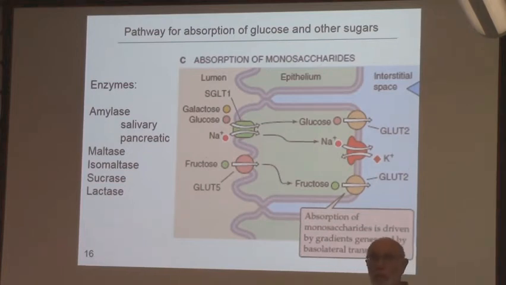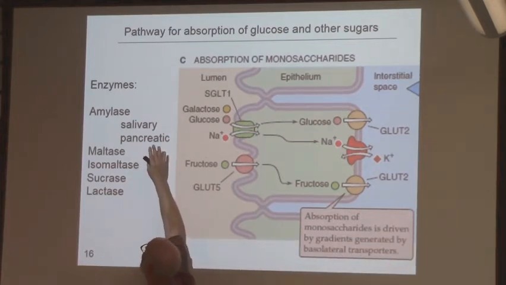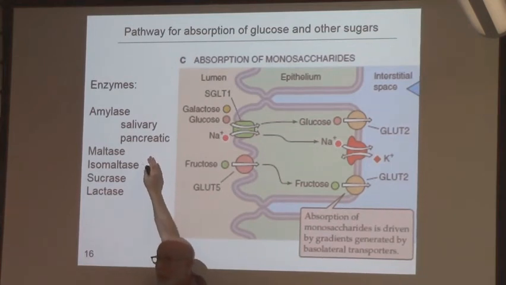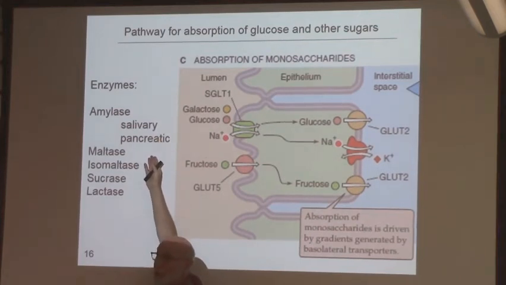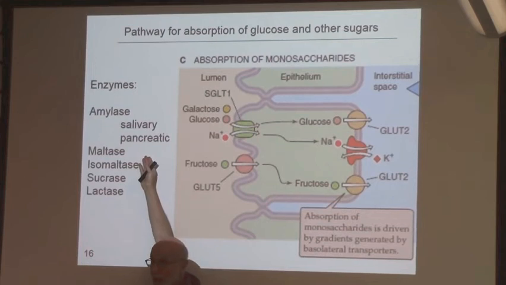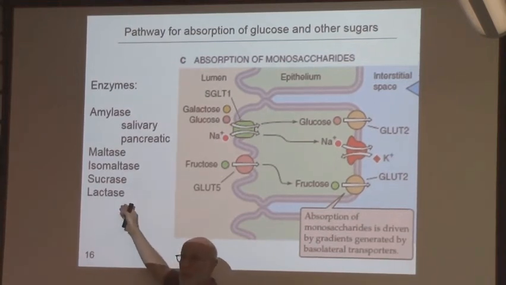We're talking about the absorption of sugar, glucose, fructose. So remember that carbohydrate was broken down by amylase. Remember, amylase is the enzyme that breaks down carbohydrate, and it's both salivary in origin and pancreatic in origin. Salivary and pancreatic amylase broke the starch, the carbohydrate, down into sugars.